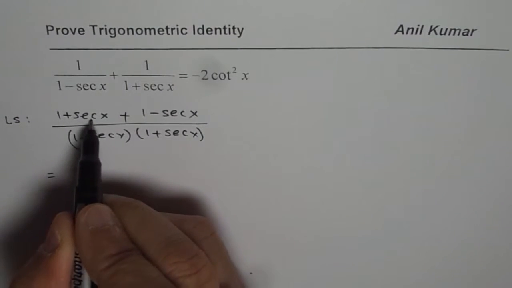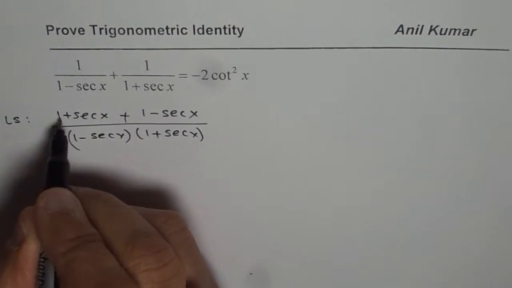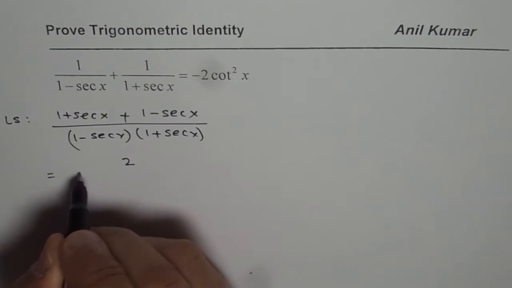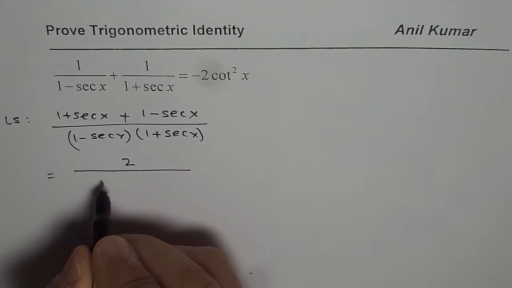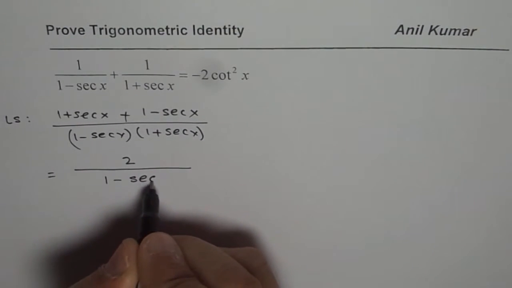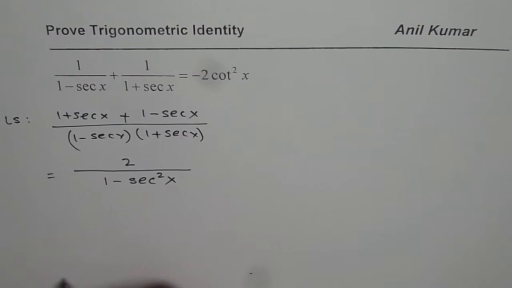Now 1 plus secant x plus 1 minus secant x is 1 plus 1 is 2. So we get 2 over. Now here it is like a plus b times a minus b. So we get 1 minus secant square x.